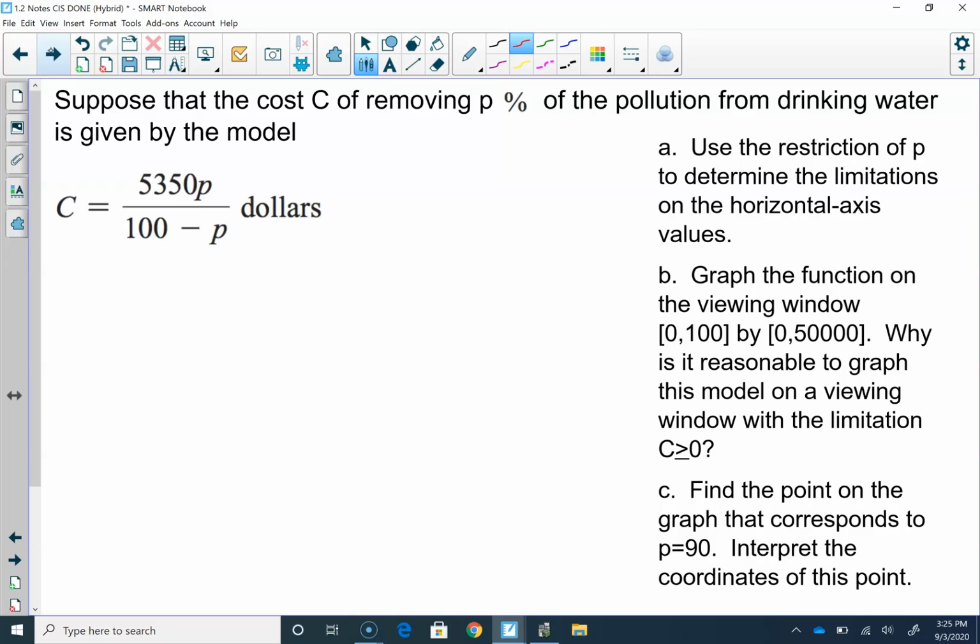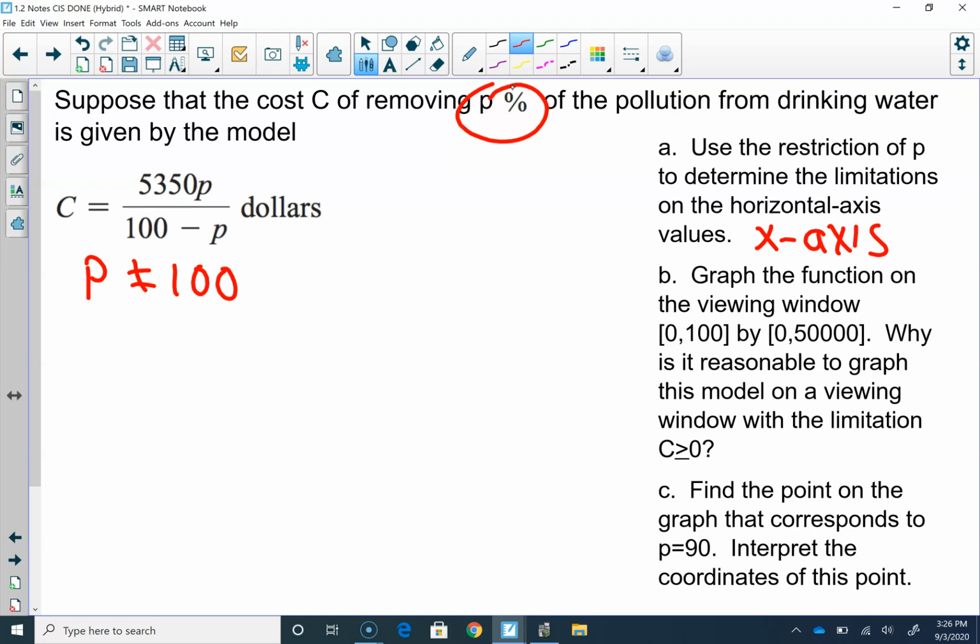So it says use the restriction of P to determine the limitations on the horizontal axis, which is the x-axis values. So if I look at the P here, first of all, we know that P cannot equal 100. And why do we know that? Because we learned this in the toolbox that a denominator cannot equal 0. So it says use the restriction of P to determine the limitation. What does P represent? P represents percent.